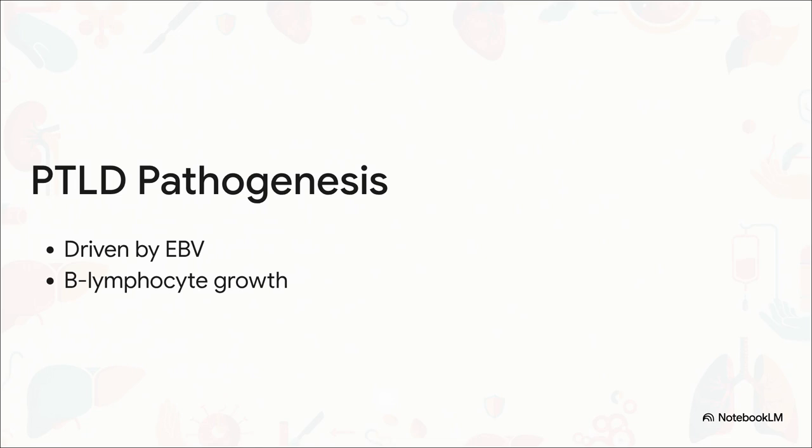PTLD is essentially an uncontrolled proliferation of B lymphocytes, and it's driven heavily by Epstein-Barr virus infection, or reactivation, when T-cell surveillance is depressed. The primary risk is highest when an EBV-negative recipient gets an organ from an EBV-positive donor. Initial therapy always requires reducing maintenance immunosuppression to let the host's native T-cells recover control. The key clinical pearl here: PTLD is EBV-driven, and therapy requires stepping down that immunosuppression.